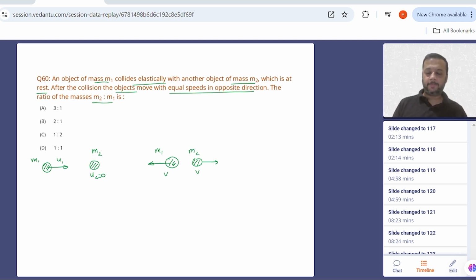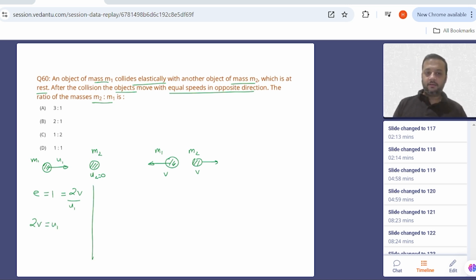and m2 moves forward with the same speed v as given in the question. Now since the collision is elastic, we can say that restitution will be 1, and restitution is defined as velocity of separation divided by velocity of approach. Clearly you can see that after the collision, the velocity of separation is 2v, because if both of them are moving at v away from each other, then the separation will increase at the rate of 2v. So the velocity of separation divided by velocity of approach is nothing but u1, because m2 was at rest and m1 was approaching at the rate of u1. So from here we can say that 2v becomes u1.